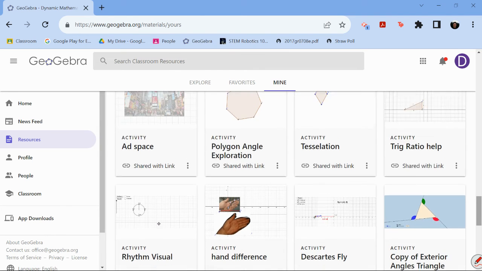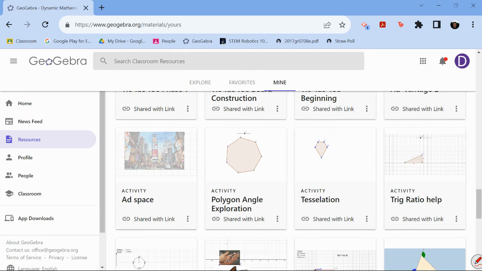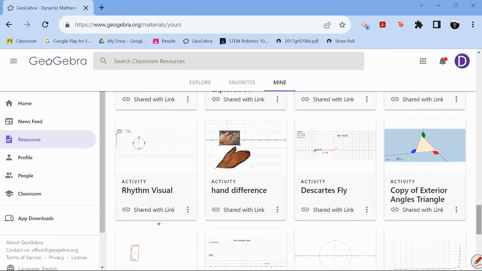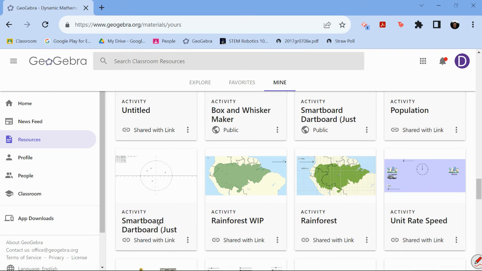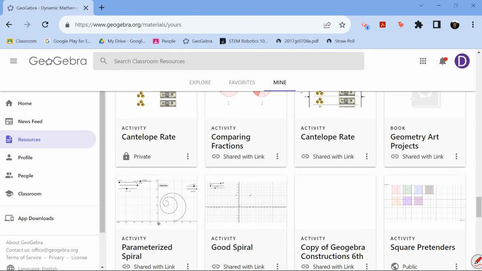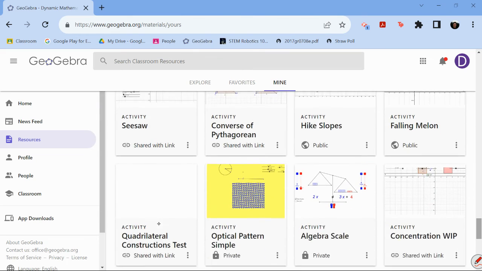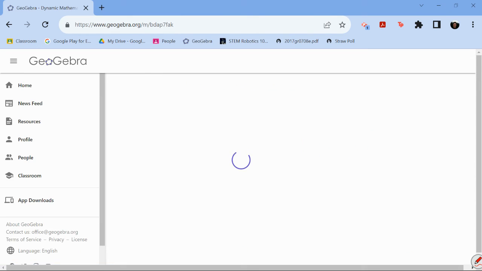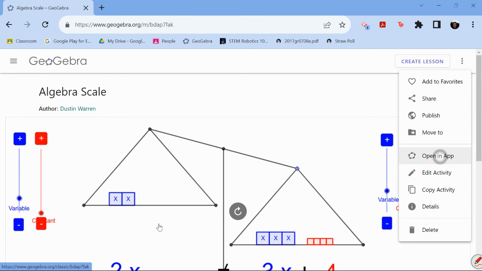No, there's actually a very cool math activity that I didn't do with you last year. You should do it with us now. Right now. This is what I hate about GeoGebra, is that it does not have a good search function. I could type in algebra scale and it'll give me somebody else's algebra scale, not my own.